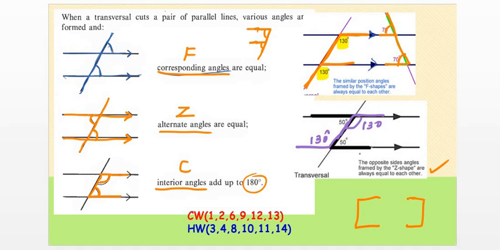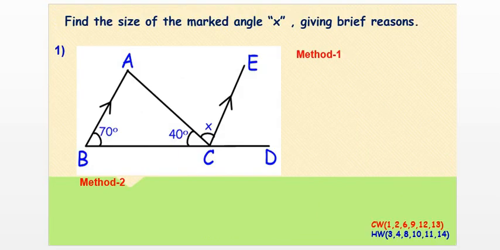Clear? Now we are going to use all these rules to solve the questions from the exercise. Maybe I have to make 2 videos because it's going to be a very long video if I try to cover all the questions in one video. So let's start. They said find the size of the marked angle X, giving brief reasons. So you have to give a reason for each of your steps.